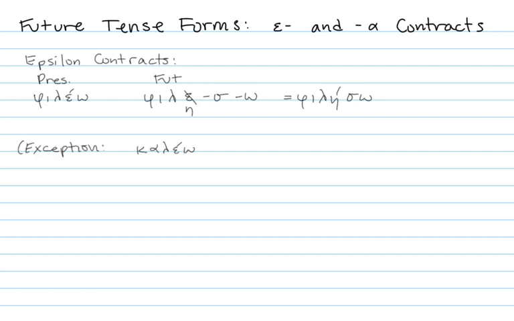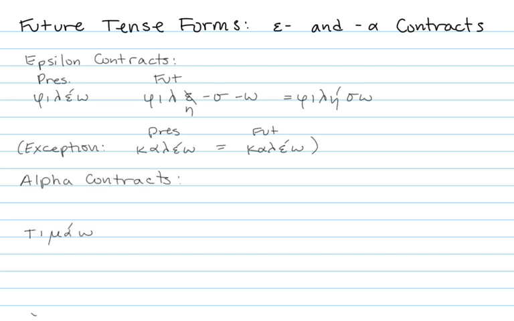One notable exception is kaleo, which is exactly the same in the future tense, kaleo. So the present tense and the future tense forms of that particular verb are identical. You'll have to rely on context for translation.